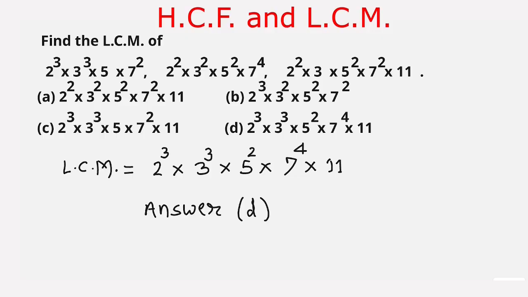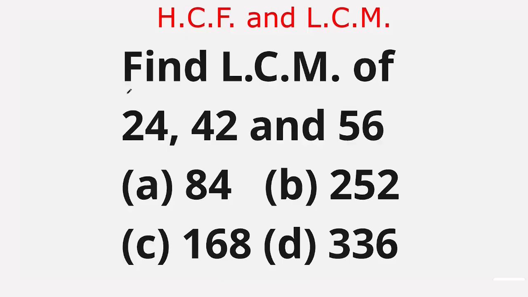Now we go to the next question. Our question is, find LCM of 24, 42 and 56. The given options are option A 84, option B 252, option C 168, option D 336.